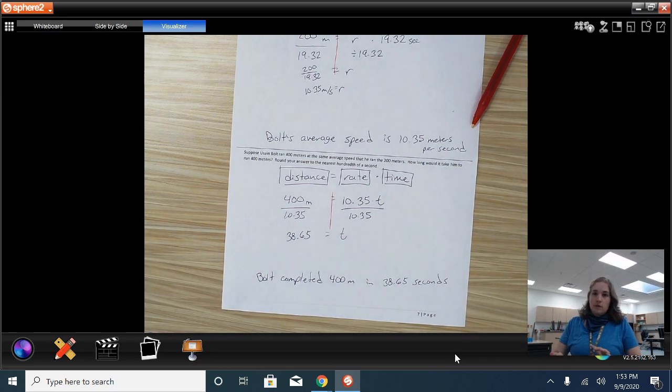I know there's a lot that goes into running races, but this is just how the word problem worked out today. So go ahead and try the skills practice that is posted on Big Ideas. Some of you would call it homework. I call it skills practice. And let me know if you have any questions.